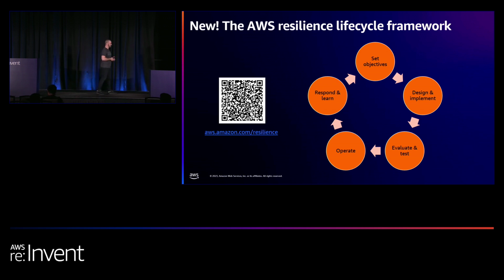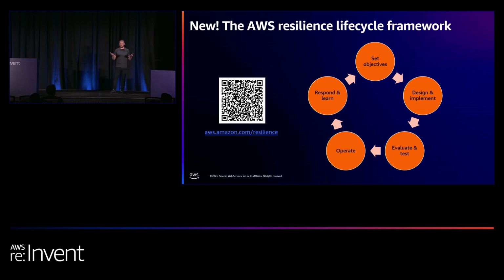It sounds pretty trivial, but a lot of times we don't really understand why we want resilient systems, or what the business objectives are. Is it the 4 nines of availability? Is it for live events? Is it a new feature? So why do we need resilience? And then we go and design and implement, and then evaluate and test, observe, respond and learn. And then it's a life cycle.